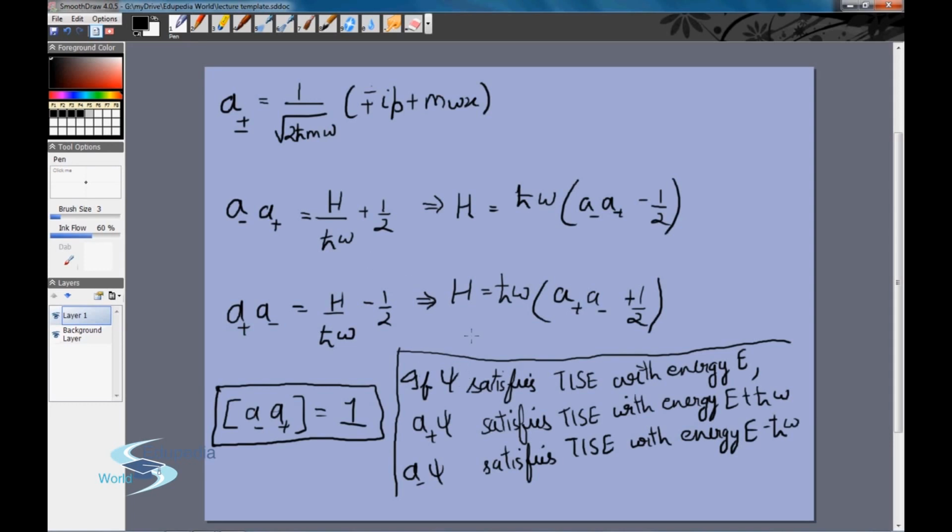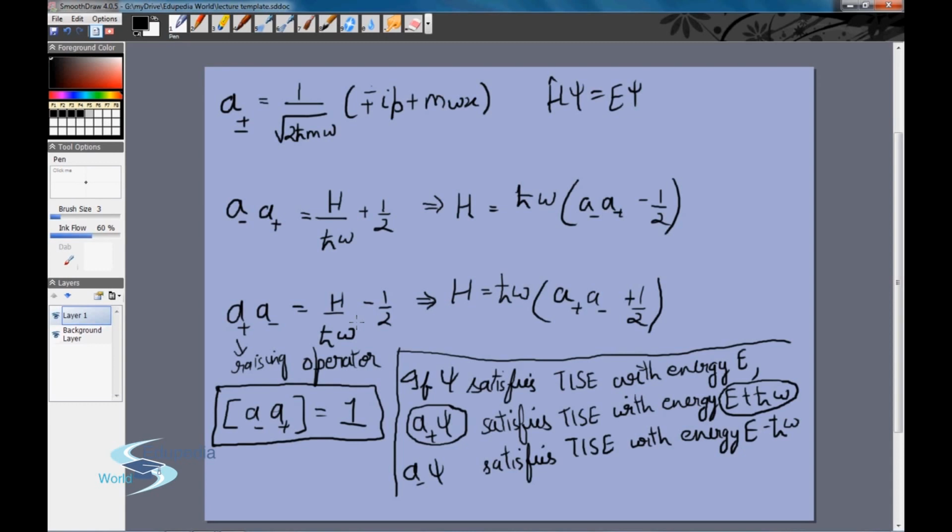If we have a function psi of x, somehow we are able to get one function psi of x which satisfies the time-independent Schrodinger equation with the energy E. That means we have a solution of the equation h psi is equal to E psi with an energy E for a particular psi. Then once you apply a plus to that psi, you will get a new wave function a plus psi, and that will satisfy the same equation with a different energy E plus h omega. So this is why a plus is called the raising operator. This doesn't enable us to calculate a solution directly. What this enables us to do is, if we have one solution, we'll be able to get many other solutions.